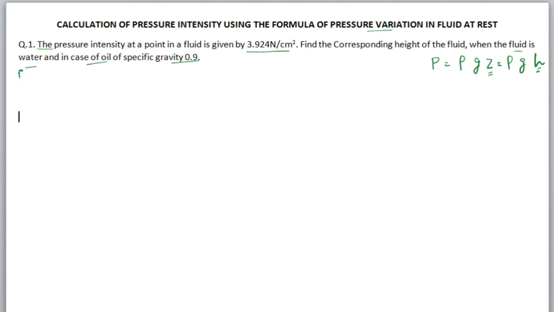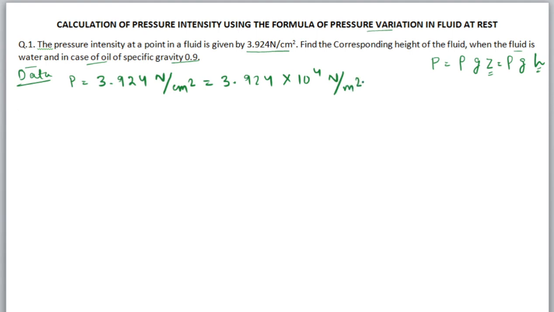Let us write down the data and solve it. So what is given? The pressure intensity is given over here. You need to calculate the h or Z, whatever you want to take. It is 3.924 Newton per centimeter square. You can convert this into Newton per meter square: 3.924 into 10 to the power 4 Newton per meter square.